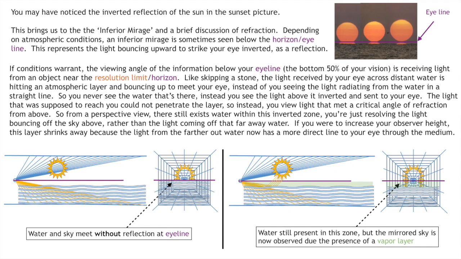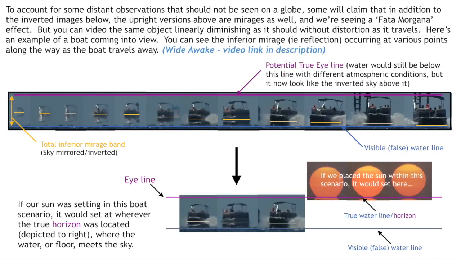Once I add in this layer, some of the light rays that are most shallow and most distant coming off that water refract and are not ever sent to my eye, and instead there are some angles from above that are able to refract and meet my eye inverted. And so I see again that mirrored sky.